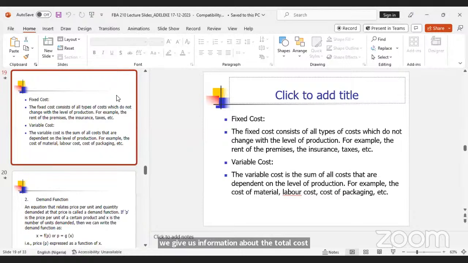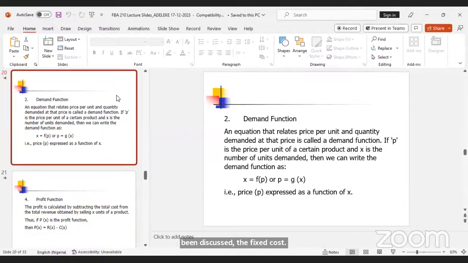Of course, this is just explaining further what has been discussed, the fixed cost and the variable cost. So also you have the demand function.